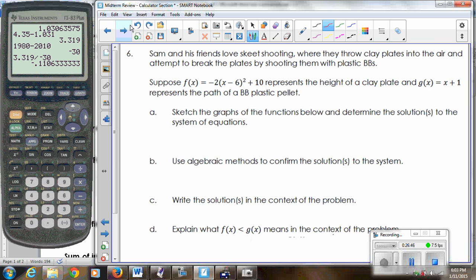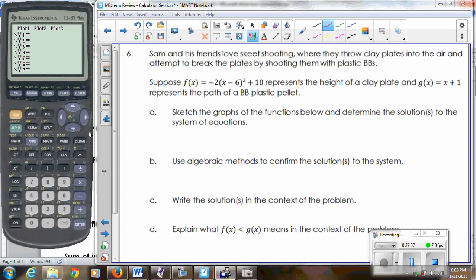And number 6, it says Sam and his friends love skeet shooting, where they throw clay plates into the air and attempt to break the plates by shooting them with plastic BBs. So suppose f of x represents the height of a clay plate, and g of x represents the path of a plastic BB pellet. It says to sketch the graphs of the functions below and determine the solutions to the equation. So I'm going to go ahead and just graph these on the calculator since it's the calculator section.